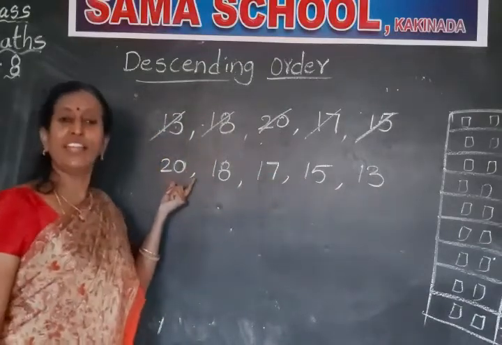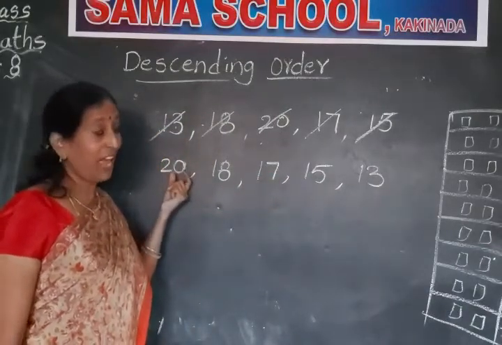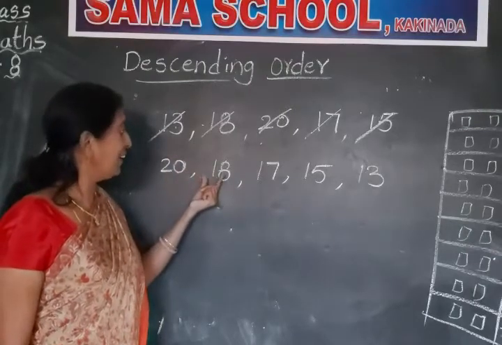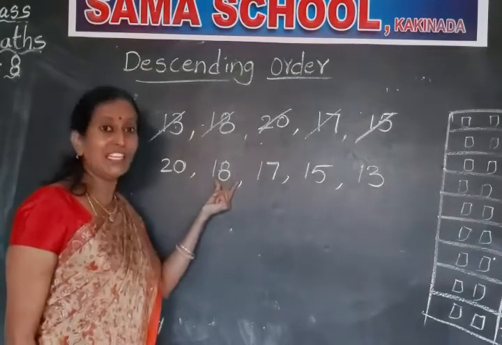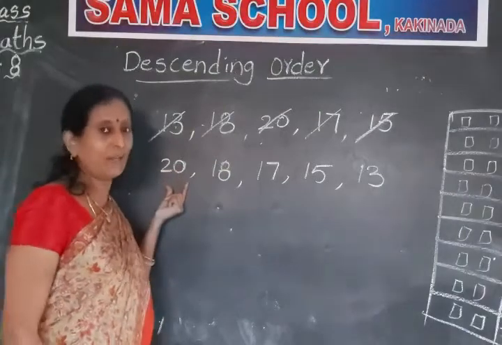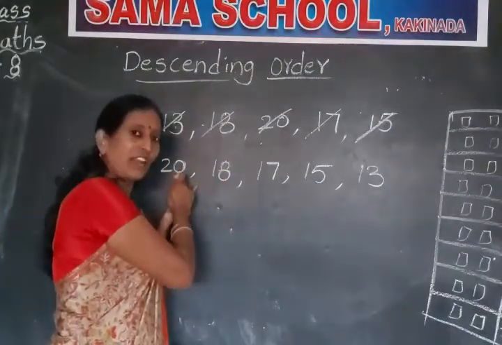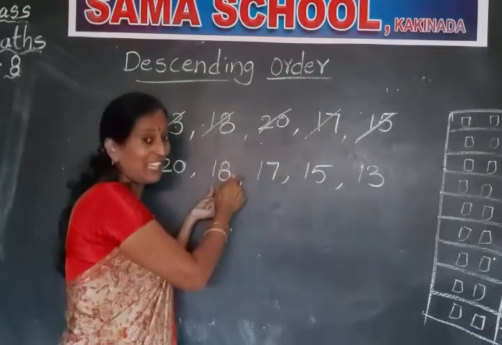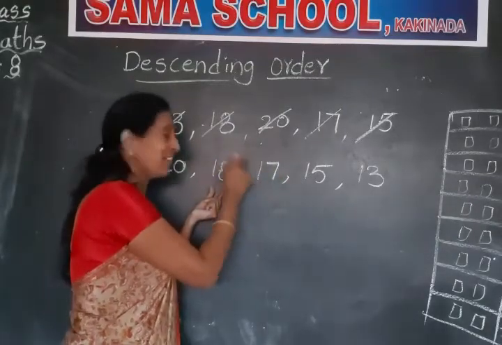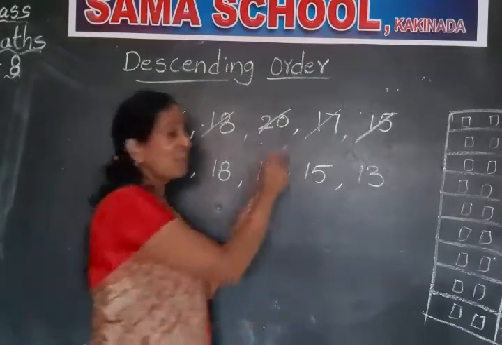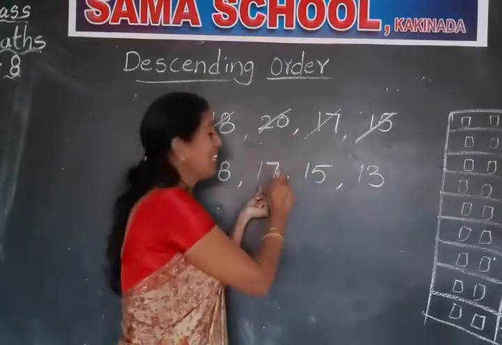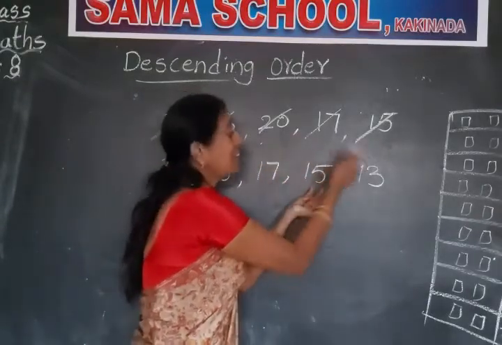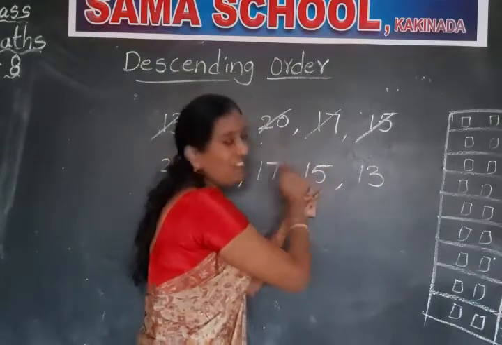First, 20 is the biggest number. And 20 before number 19, 19 before 18. So 18 is smaller than 20. Next one, 17 is smaller than 18. Next, 15 is smaller than 17. Next, 13 is smaller than 15.